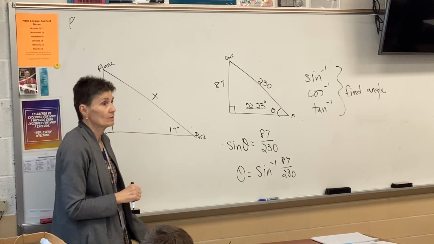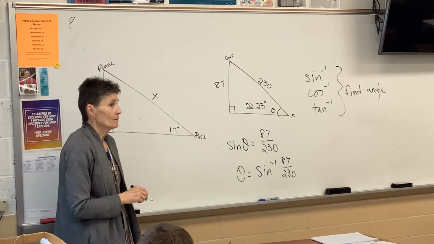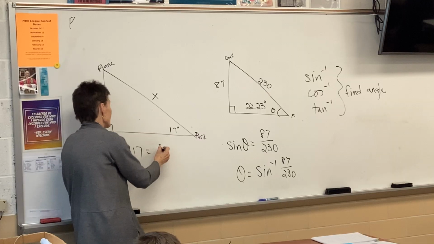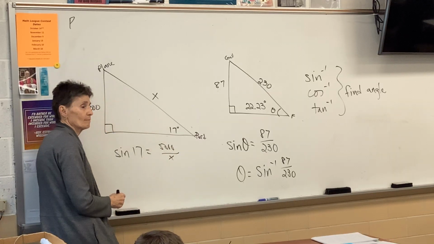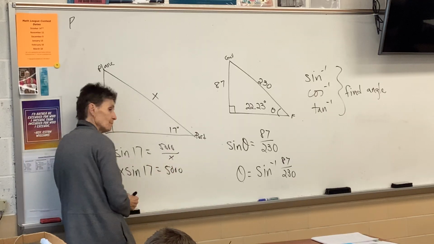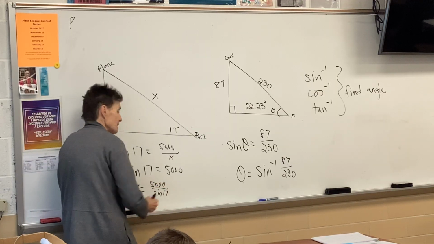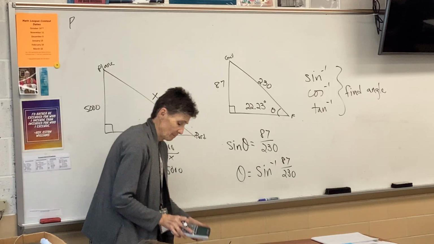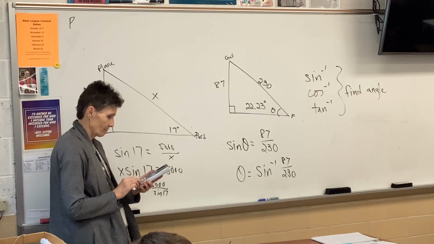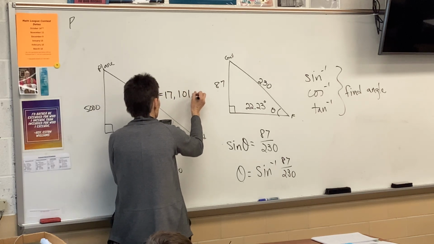All right, sine, cosine, or tangent? Sine. Why is it sine? Opposite over hypotenuse. So sine 17 equals 5,000 over x. X sine 17 equals 5,000. X equals 5,000 over sine 17. I got 17,101.52 feet.